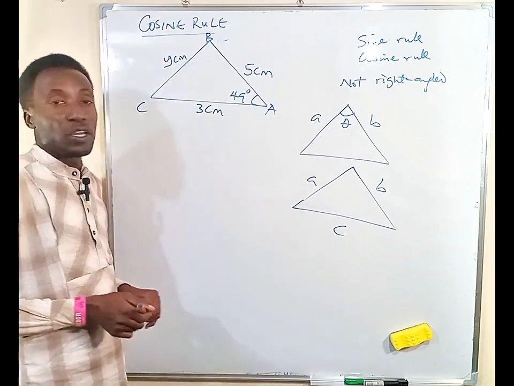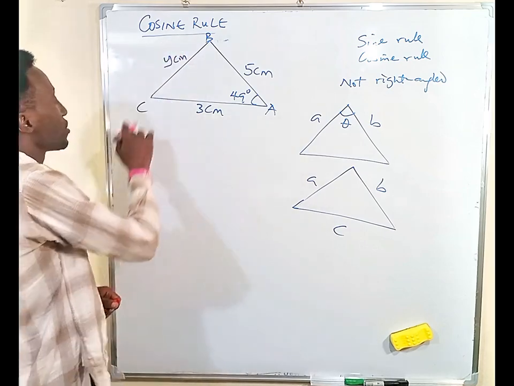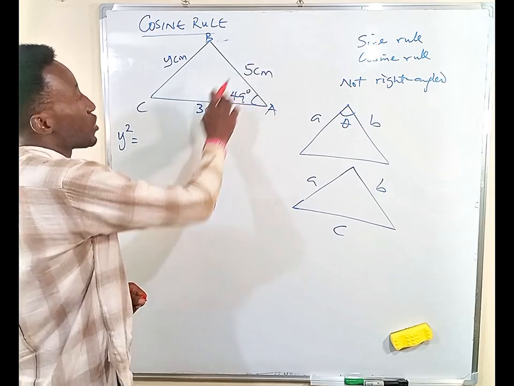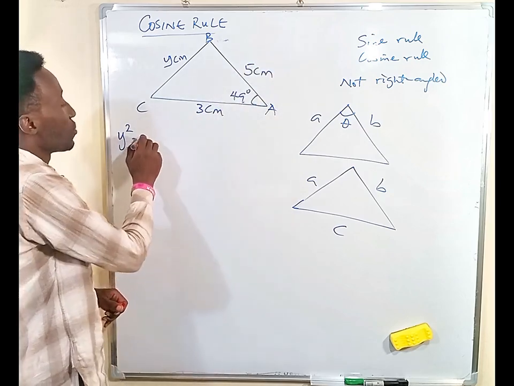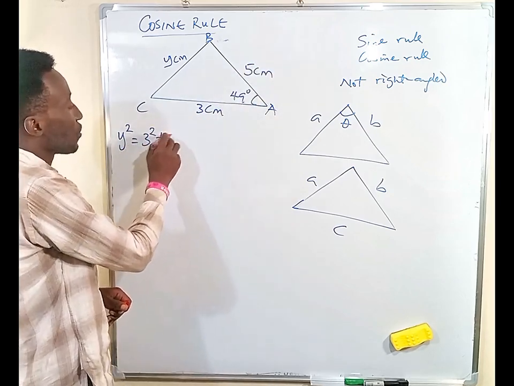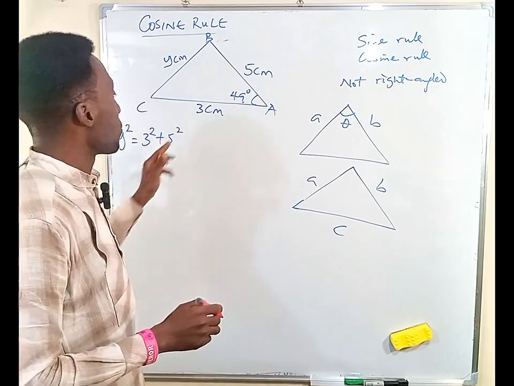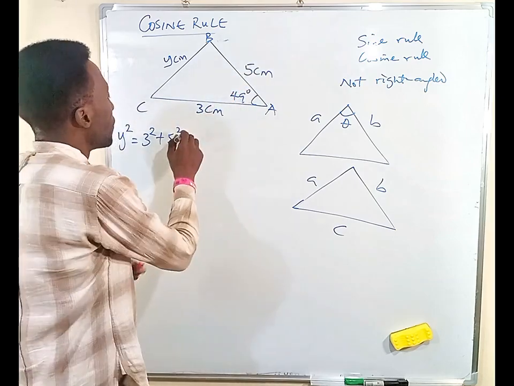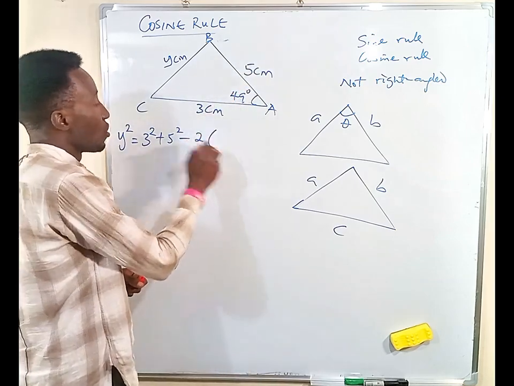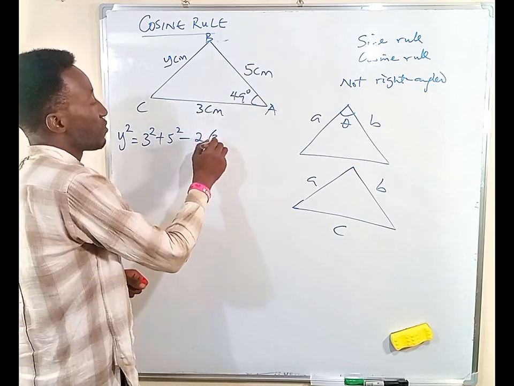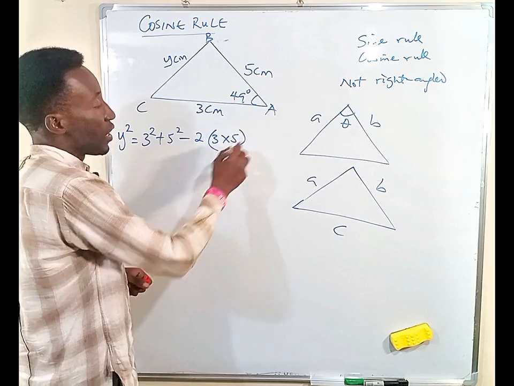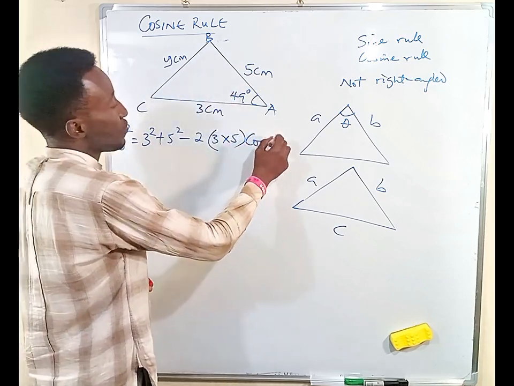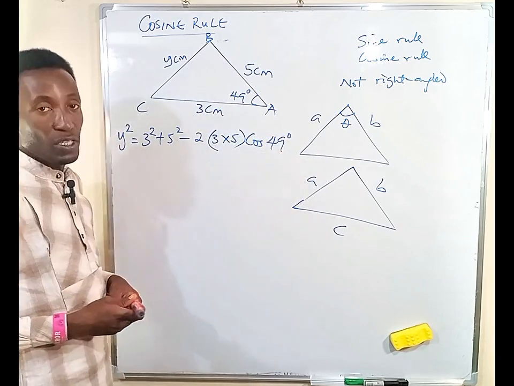Now, in the application of cosine rule, if I'm looking for this, it says y square is equal to the sum of the squares of these two sides, which is 3 square plus 5 square. That is the sum of the squares of these two sides, which have this included angle. Then minus 2 multiplied by 3 times 5, then cos of the y, that is 49 degrees. So this is how we do it.